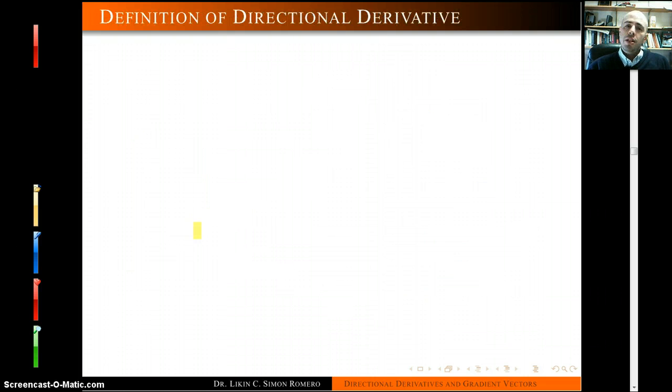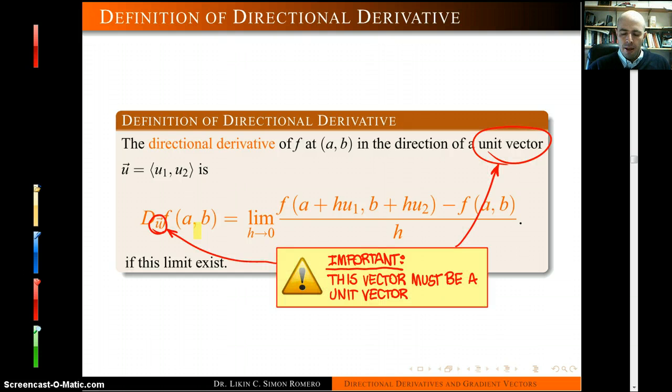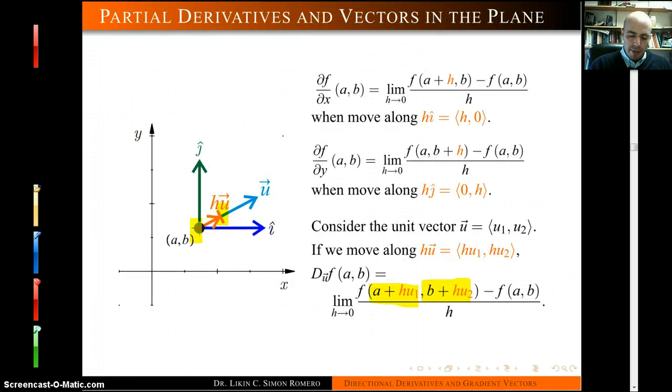So that's going to be the definition of the directional derivative. This is the limit definition, and it's not going to be very useful to help computing the directional derivative. So the question is how we're going to compute the directional derivative. Well, first of all, it's important to know that the vector has to be a unit vector, and the reason is because of what we have here, because we were moving h units in the direction of u, but u has to be a unit vector in order to have hu to be the vector that moves h units in the direction of u.